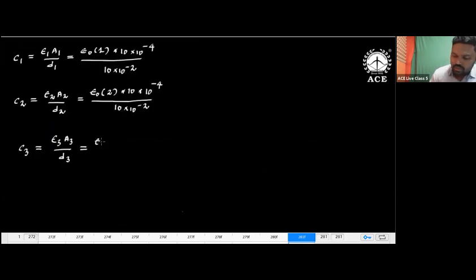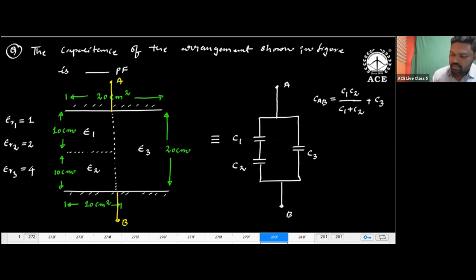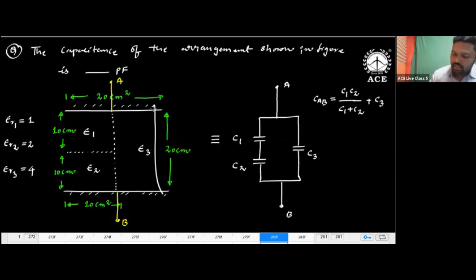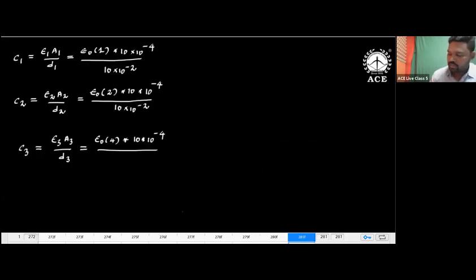epsilon naught into 4, into area. What is the area, beta? Rest, our area is 10 centimeters square, 10 into 10 to the power of minus 4. What is the spacing here, beta? Here to here spacing is 10 centimeter. Sorry, 20 centimeter. 20 into 10 to the power of minus 2.